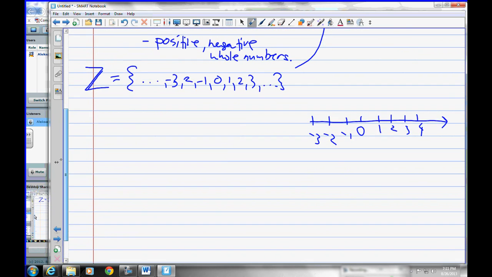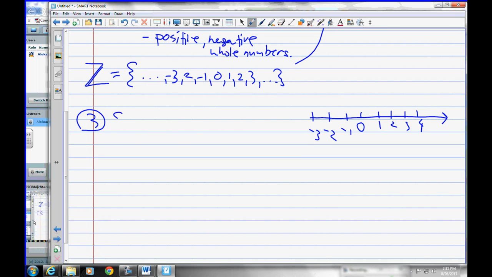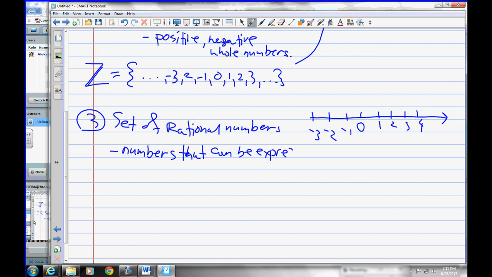Then we'll go on to the set of rational numbers. Now, these are your fractions. These are the numbers that can be expressed as the ratio of 2 integers. That's the official definition. In math, it's very important to have a definition. So, numbers that can be expressed as a ratio of 2 integers.